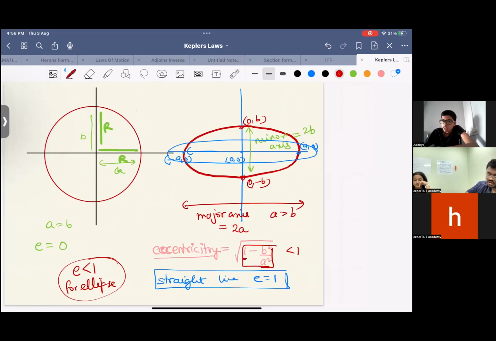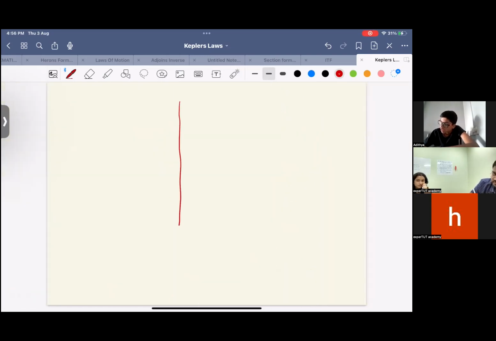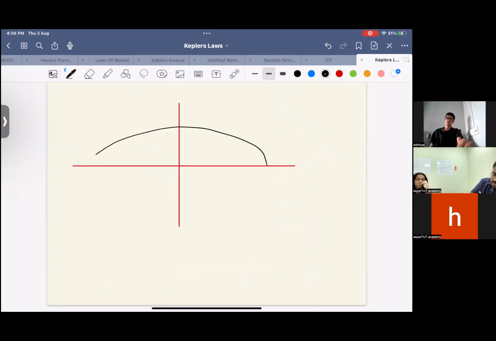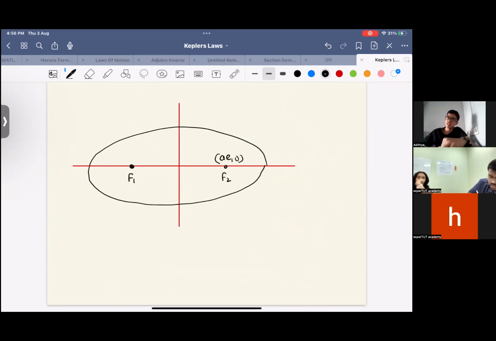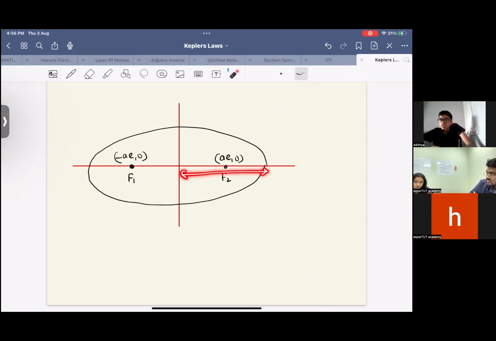Okay, now coming to the important part. If you have a minor axis, a major axis, your ellipse, then there are two important points. One point is called focus 1, and the other is focus 2, a symmetric point. These points are AE comma 0 and minus AE comma 0. By the way, what was this whole length? See your notebook and tell me. This whole length was A.